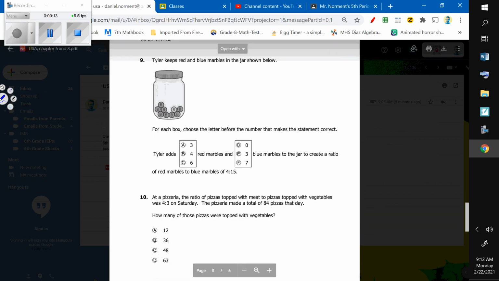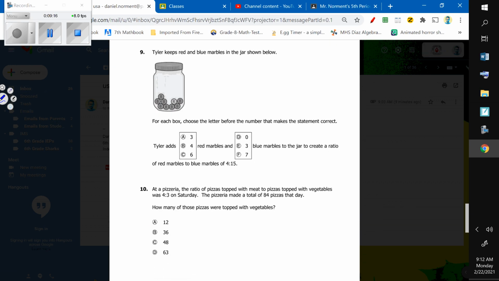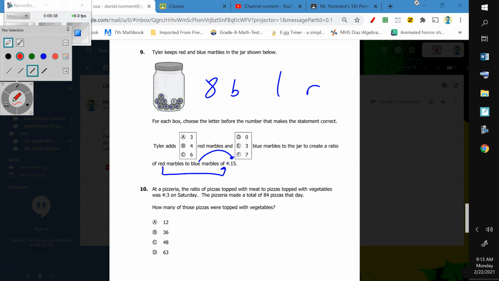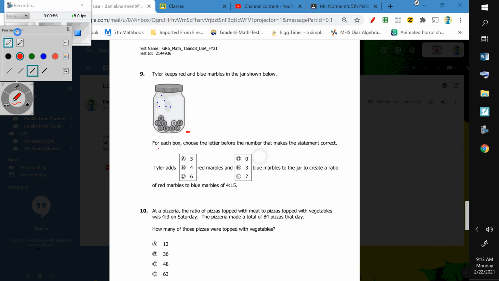Number 9, probably not. It keeps red and blue. For each box, choose a letter before the number that makes it. Okay, so Tyler adds. So right now, 1, 2, 3, 4, 5, 6, 7, 8 blue for every 1 red. So to make it 4 red and 15 blue, to make this 15, he needs to add 7 blue, and to make it 4 red, he needs to add 3 red. That's pretty easy. I'm actually just giving you the answer. He adds 3 red and 7 blue. I'm sorry. That was all you have to do for that one.